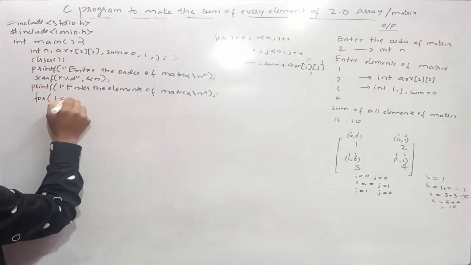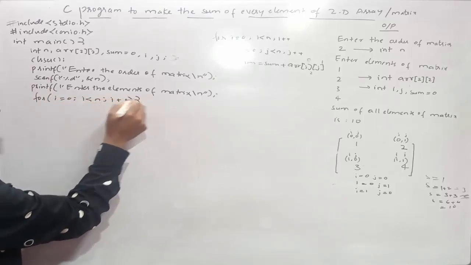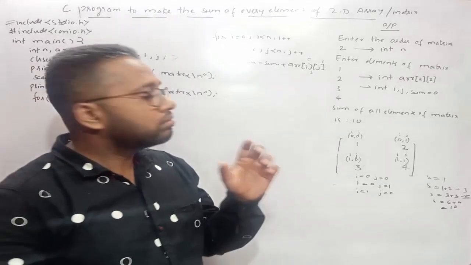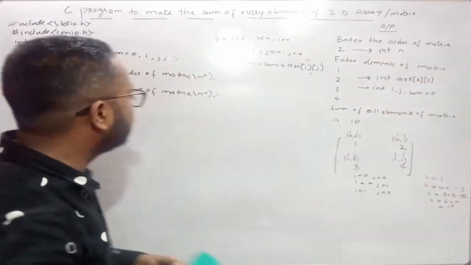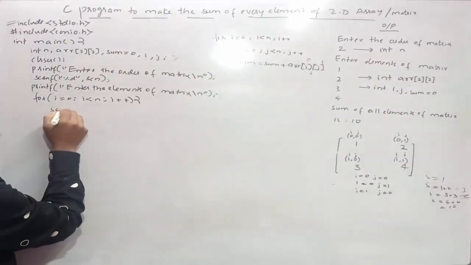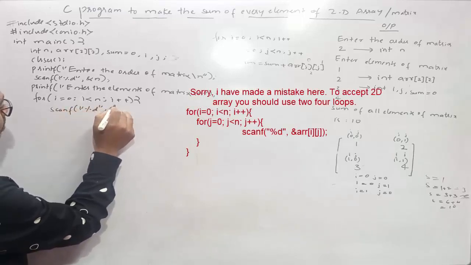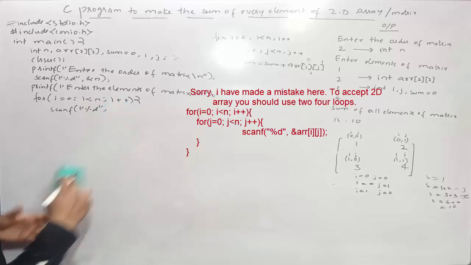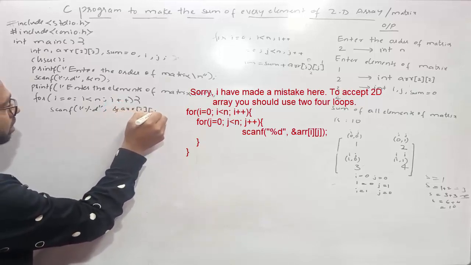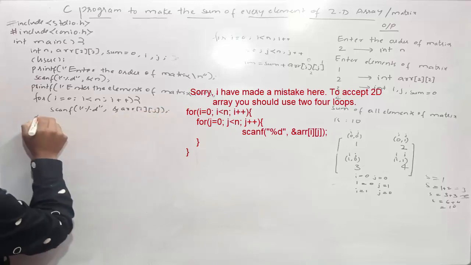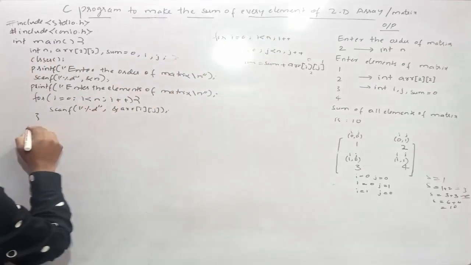For i equals 0, i is less than n, i plus plus. Now, since I'm storing these elements in a two-dimensional array, I should use scanf like this. Scanf %d comma ampersand array of i, j, bracket close.